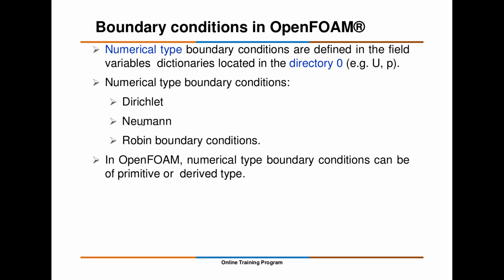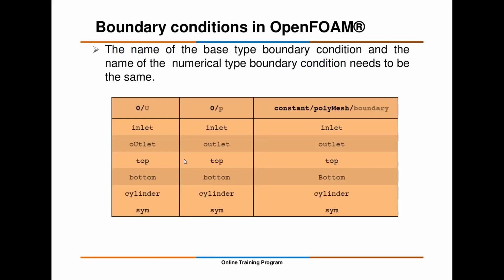In OpenFOAM we have different types of options available, primitive and derived type of conditions. Later on we will explore that part. The name of the base type boundary condition and the name of the numerical type boundary condition need to be the same. What it means: the boundary names in the constant polyMesh boundary file must be the same. Here you have inlet, so you must have an inlet entry in the U and P files. If you have top as one of the names, you must have an entry for it too. Whatever entry is available in the boundary file, the same entry is supposed to be available in the 0 folder in all the files, but not the reverse.